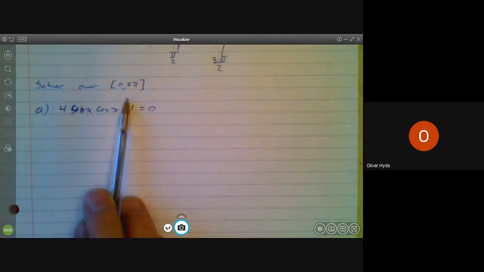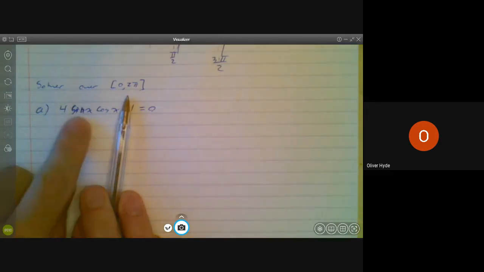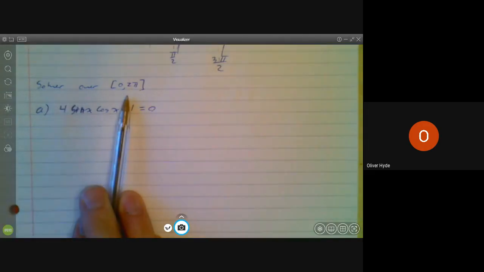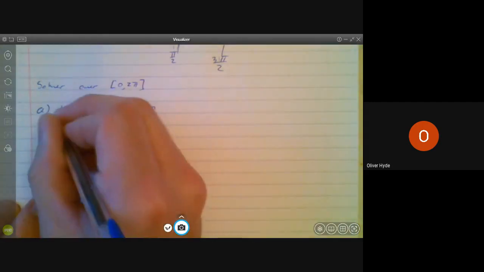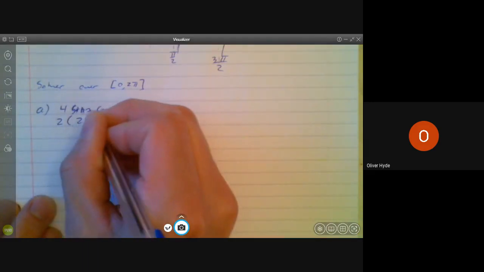If I didn't have this minus 1, it would be a little bit easier because then I could just say either the sine of x is 0 or the cosine of x is 0. I have two ratios in the same factor. So what I'm going to try to do is look for an opportunity to use a double angle formula.